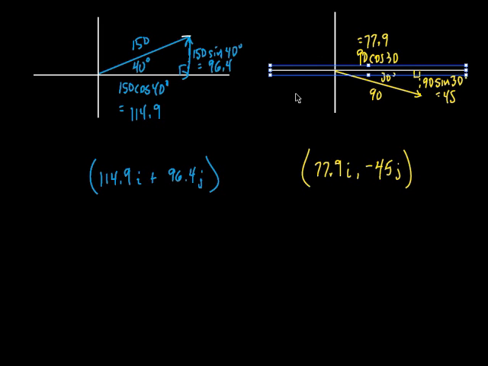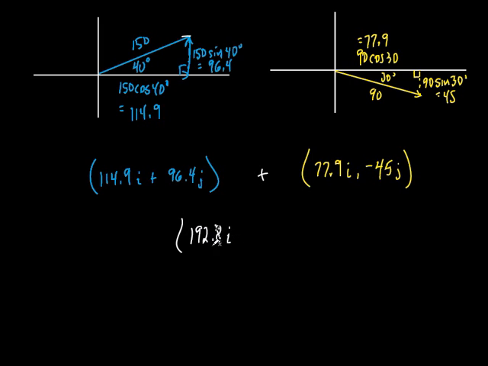But you got to take into consideration the direction that these things are going. This y direction was going down, so you got to put a negative. See that? It's positive 77.9, negative 45. Now we're going to add these together. The 114.9 and the 77.9 is 192.8.